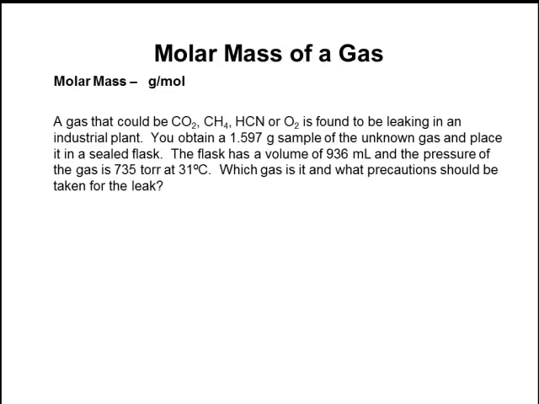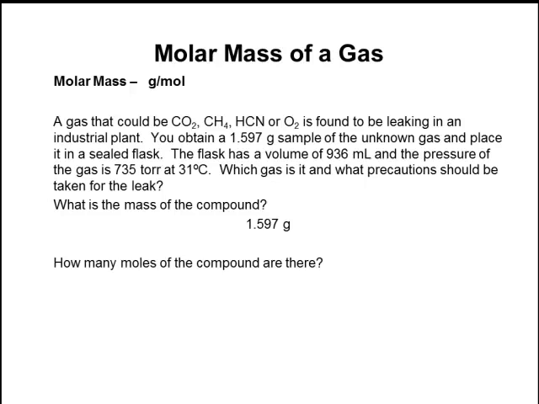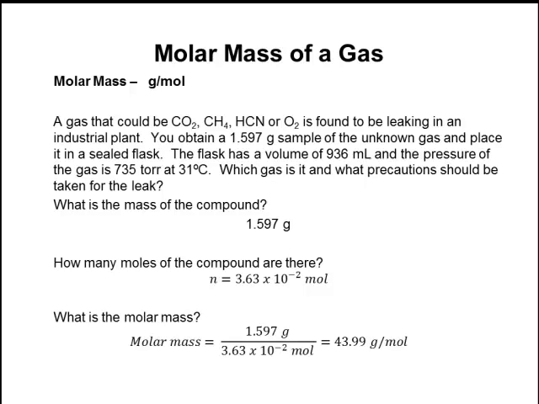So for my molar mass, I want to know grams. I'm given that, so 1.597. I want to know my moles. I solved for that, that's the 3.63 times 10 to the negative 2. So if I want my molar mass, I just have to take the mass of the compound divided by the moles of the compound, and that'll give me my molar mass. So I end up with a molar mass of 43.99 grams per mole.